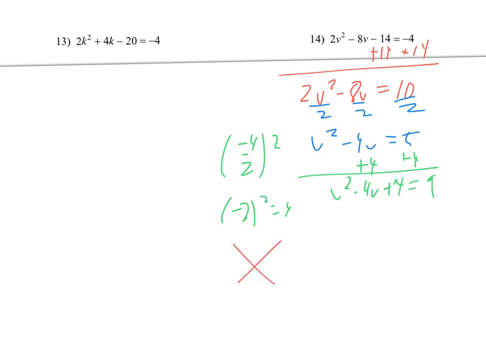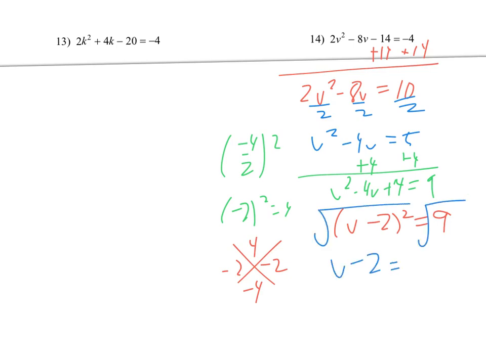And so then I'm going to factor, thinking of two numbers that multiply to 4 and add to negative 4. So that's negative 2, negative 2. So we get v minus 2 squared equals 9. And we're going to square root both sides. So v minus 2 equals plus or minus, and in this case, I know the square root of 9 is just 3, so I'm just going to write it as 3. It's not radical 3 because I really already took the square root.